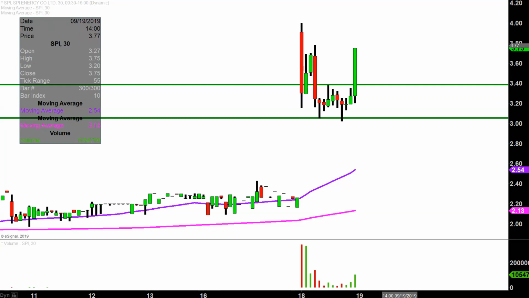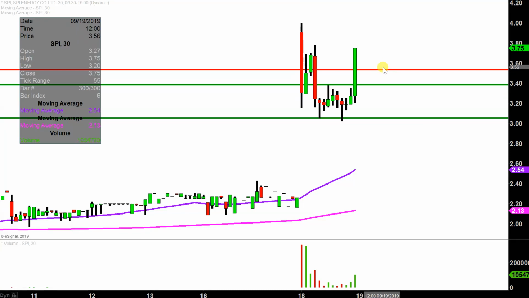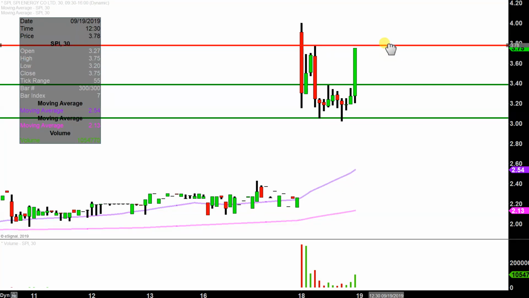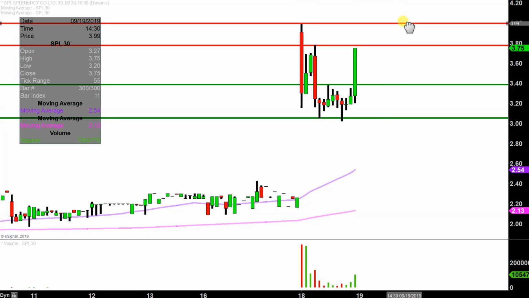What about levels of resistance? The initial area of resistance is just going to be the little high from the early morning, right there at the 380 mark. And then if the price can break through 380, then it's simply a matter of where the price stopped going up today, and that was up at that round number of $4. So 380 and 4, next two key battlegrounds going forward.